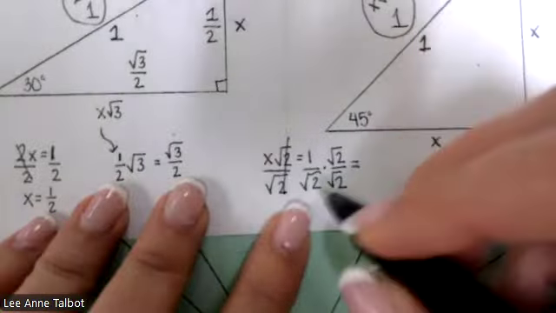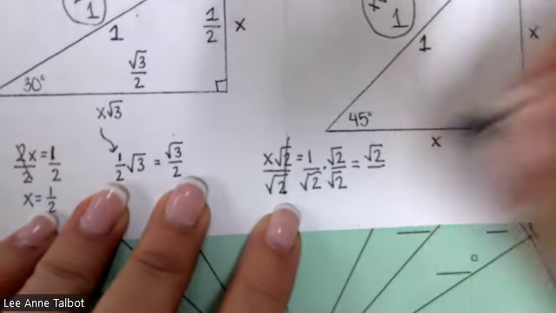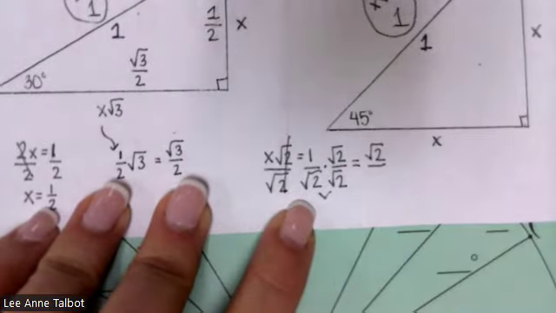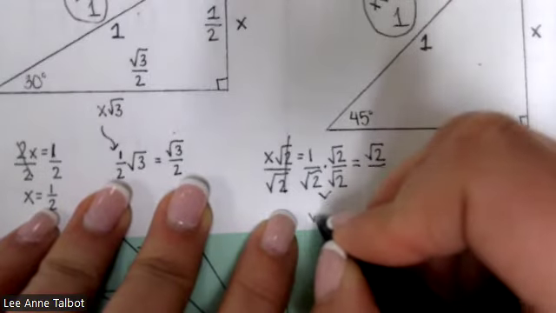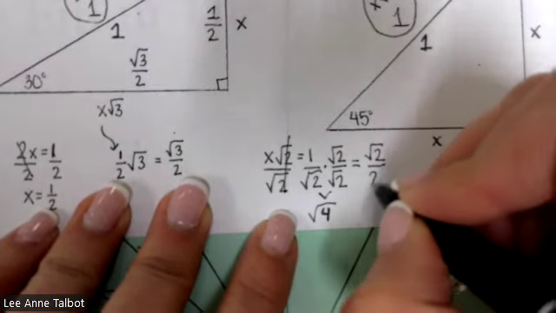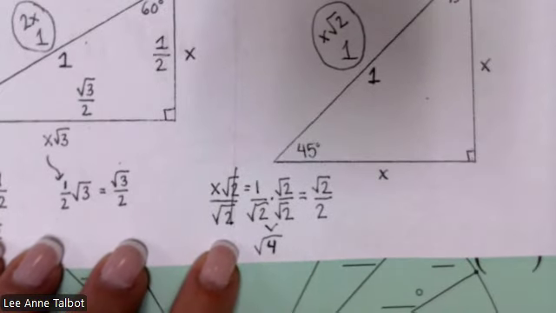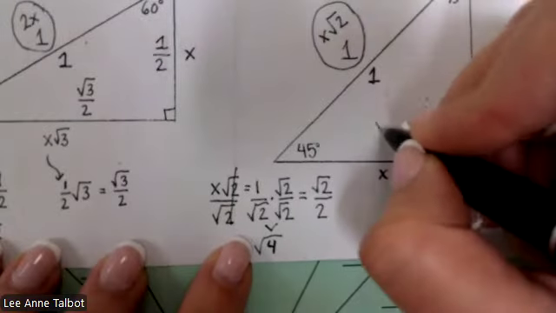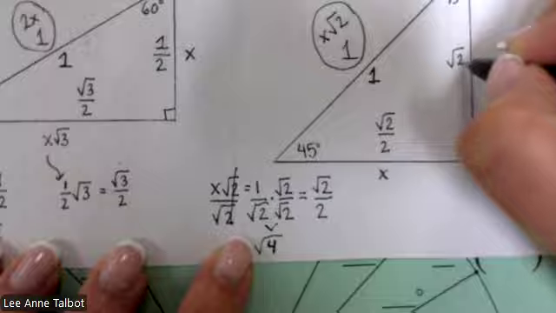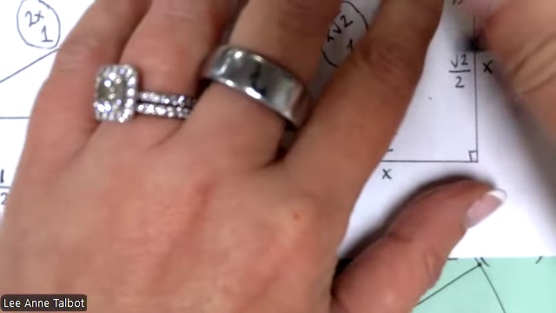Okay, so 1 times √2 is √2. Here's a hard question. What is √2 times √2? Yes. Okay, now if you need to, you can think about it being √4, and √4 is 2. Okay, so both of these sides are √2 over 2.